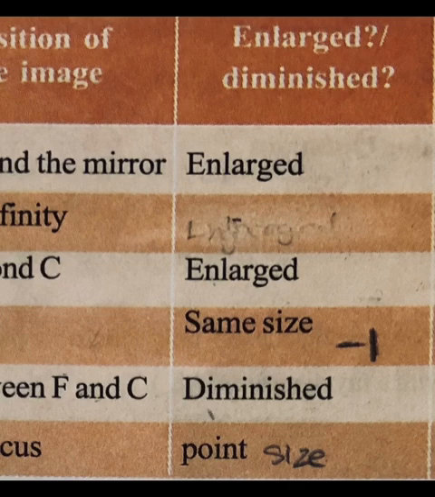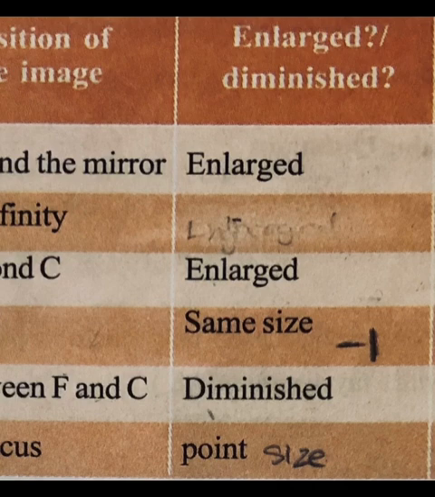And when the object is placed at the center of curvature, the image will also be at the center of curvature. So it will be the same size as the object. And the image will be inverted, so it will be below the principal axis. And the image will be real, so it can be caught on the screen.